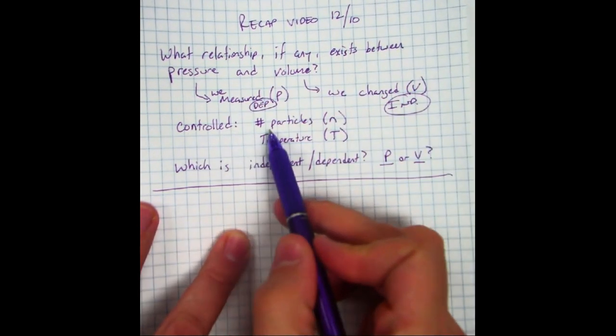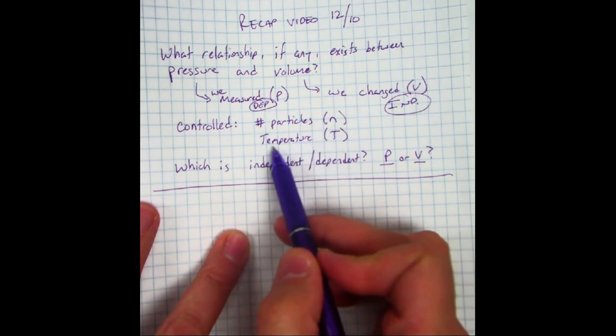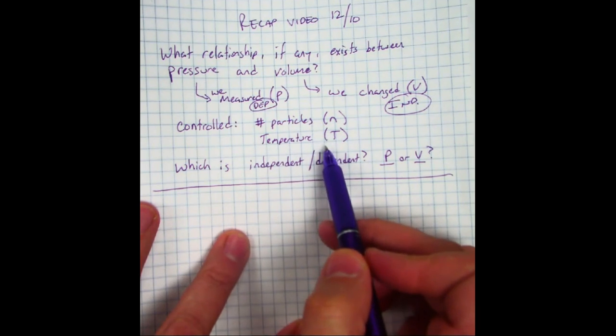Our controlled variables for that experiment were the number of particles, right? We didn't let any leak out, and we didn't add any, and we also didn't change the temperature at all.